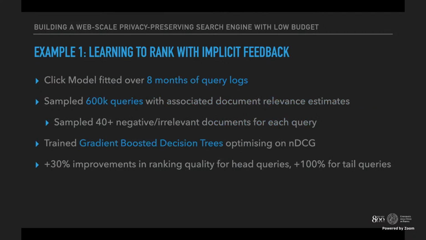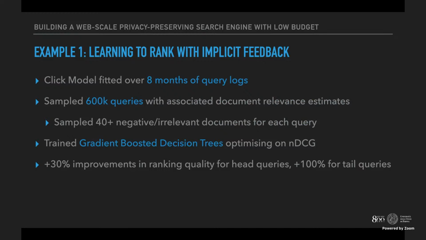For improving our learning to rank, what we did is we fitted a click model with 8 months of query logs. I don't have the numbers, but I think it's quite big, about 200 gigabytes of compressed data. So we had to do distributed computing over Apache Spark on a large cluster. And from this click model, we sampled 600,000 queries with all the document relevance estimates. And for each of those queries, we additionally sampled negative and irrelevant documents. And that gave us our training data.